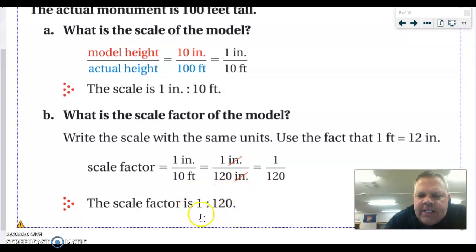Notice they don't list any labels here because you could put meters to meters, hours to hours, whatever, but they're going to be the same in a scale factor. The scale of the model could be different labels. The scale factor will always be the same units.